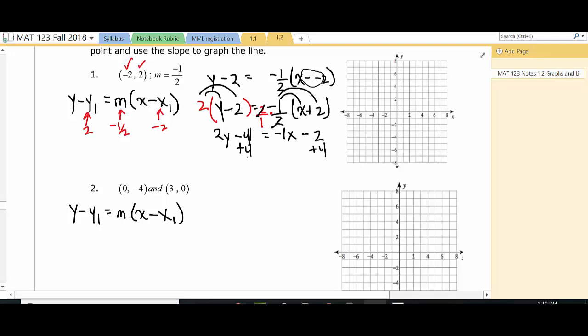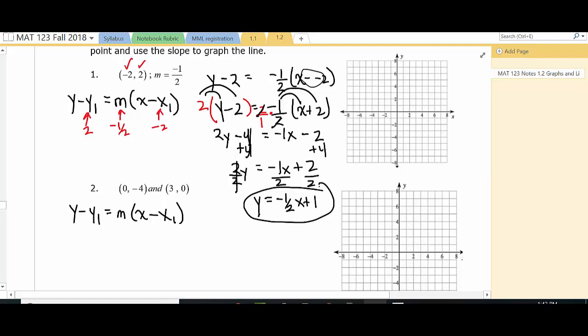So now you can add 4 to both sides, and then that's going to be 2y equals negative 1x plus 2, like that. Then you can finish up by dividing everything by 2. So you're going to get y equals negative 1/2 x plus 1. That should be the answer you should have got on that problem.